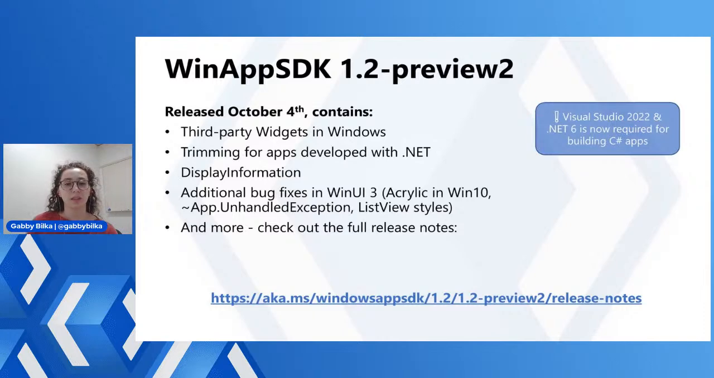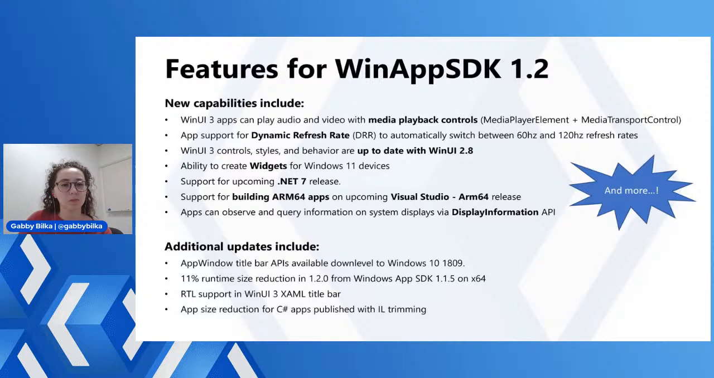I'll also note that for building C# apps, with the change to C#/WinRT 2.0, Visual Studio 2022 and .NET 6 is now required. So just a note as you're trying that out, and that will be the case for 1.2 stable as well. So for features for WinAppSDK 1.2, we're getting there, and it's rapidly approaching.